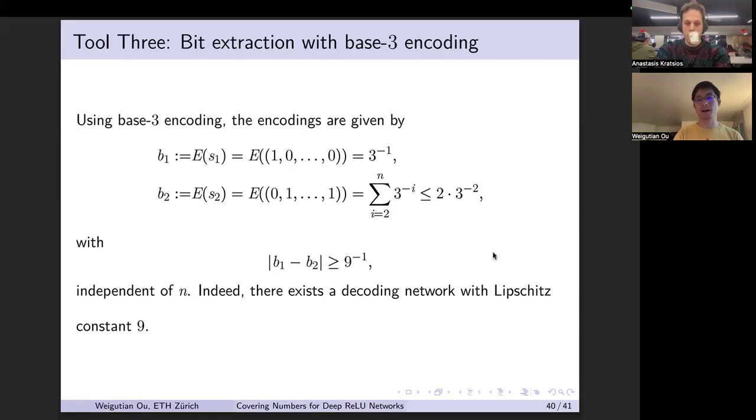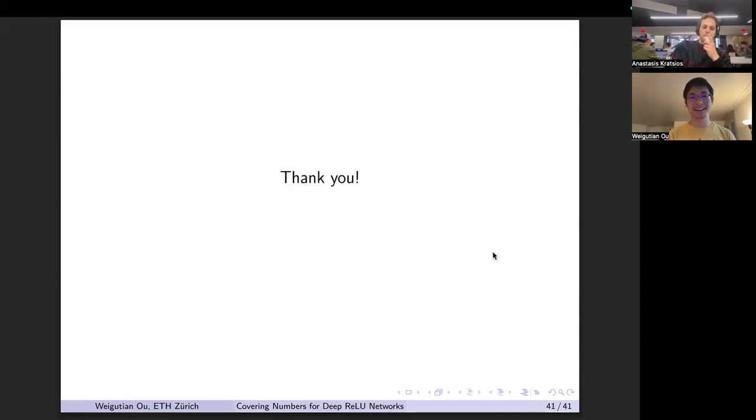So this is how and why we make the improvement on the bit extraction technique in the literature. And putting these 3 technical tools together, we can achieve the optimal approximation error. And yeah, I think that's all for my talk. I went a bit faster than I expected.